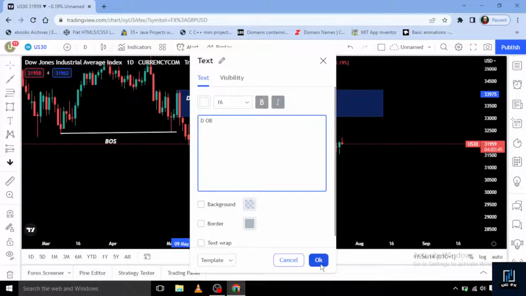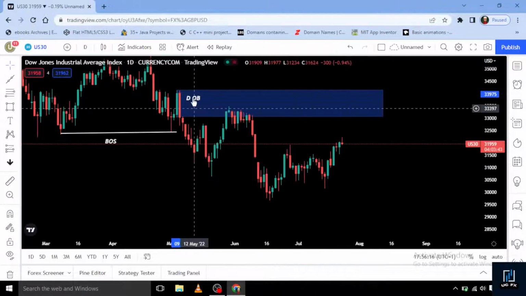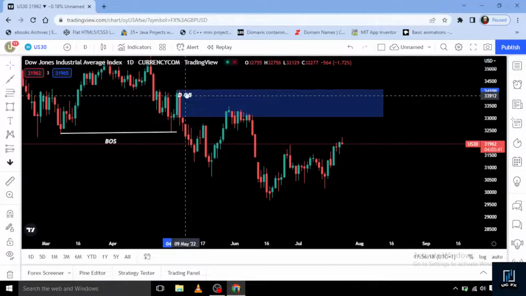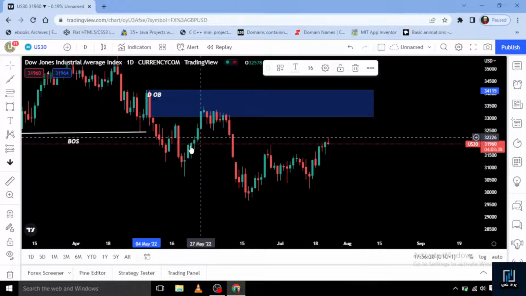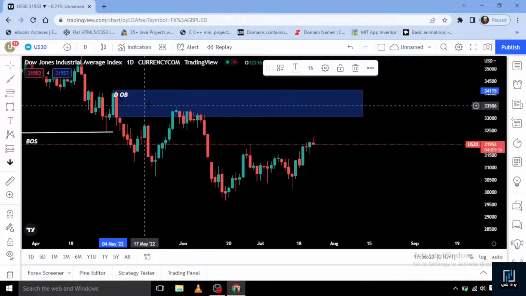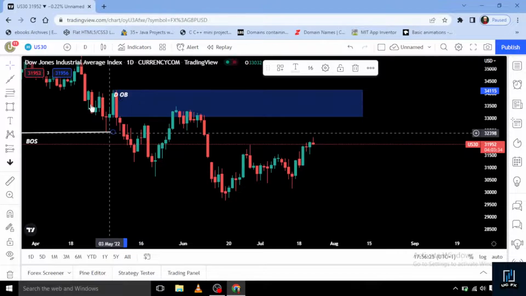We have our daily OB inside this area. So you need to wait for liquidity before taking your trades from this order block. So let's go down to the H4 time frame.